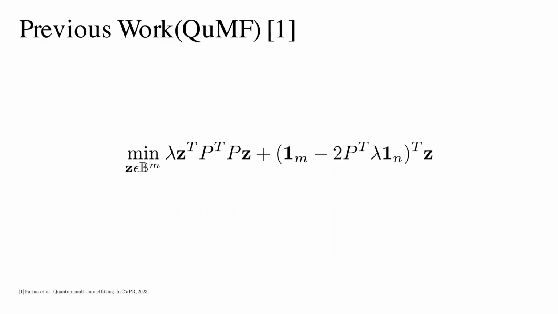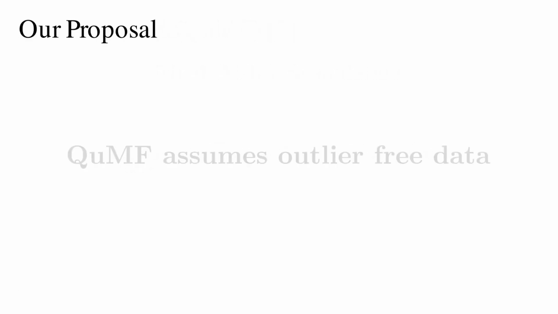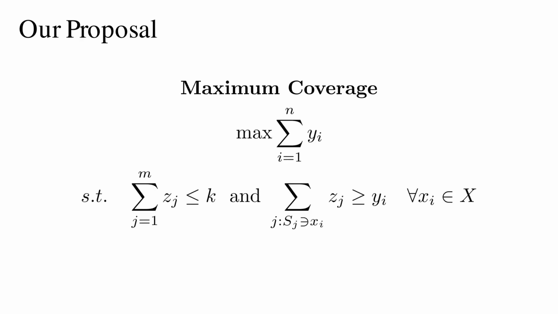However, one of the main limitations of QMF is the assumption of outlier-free data, which can be a significant drawback in real-world applications. In our proposal, we address the limitations of previous methods by using a maximum coverage formulation to reformulate the problem into a QUBO. In this new formulation, any data points not covered by a model are treated as outliers.